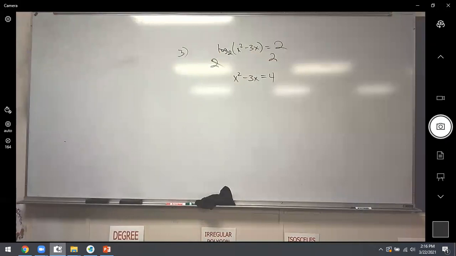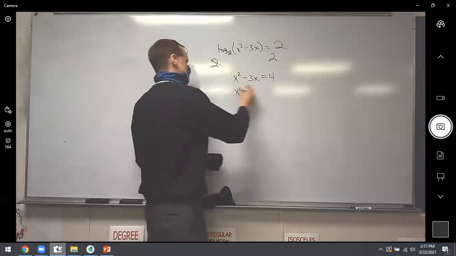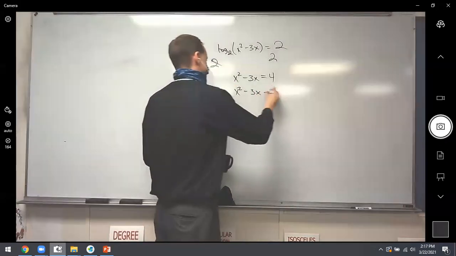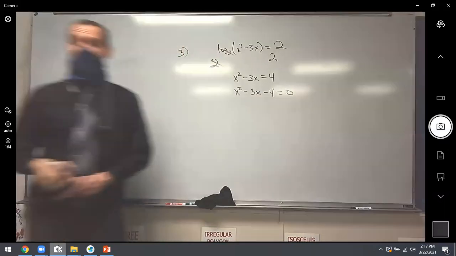So now we have no more logs, nothing tricky. It's just back to old skills. It's a quadratic. What should I do with a quadratic? Set it equal to 0. Let's move that 4 over. So now I got x squared minus 3x minus 4 is 0. And I'll attempt to factor.